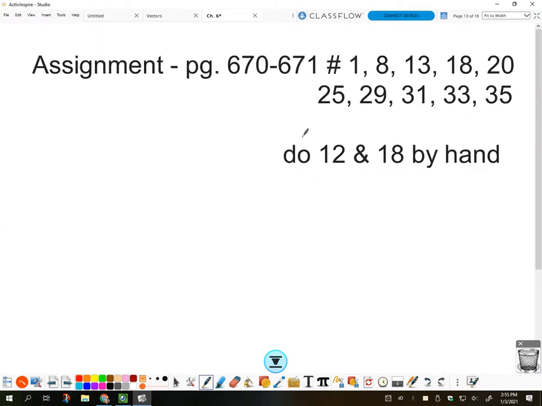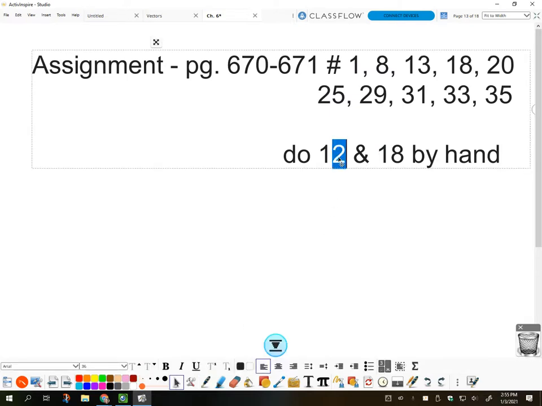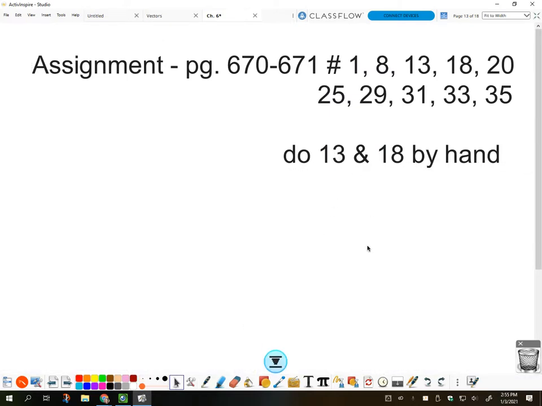Yes. All right, make sure you pay attention. I don't want you to do 12 and 18 by hand. That's just finding the inverse of a 2 by 2. Remember that you do not have to, I guess I should say 13 and 18, huh? Remember that you do not have to do the verifying parts on 13, 18, 20, and 25. I think those are our numbers. All right, if you have questions, please let me know.